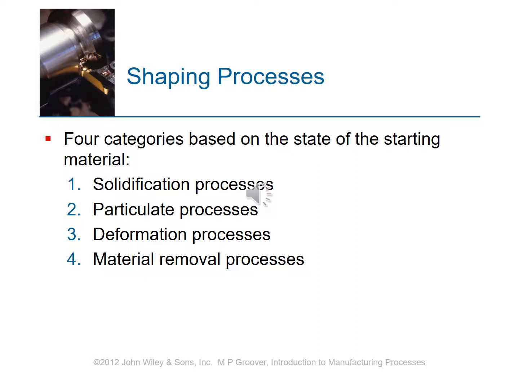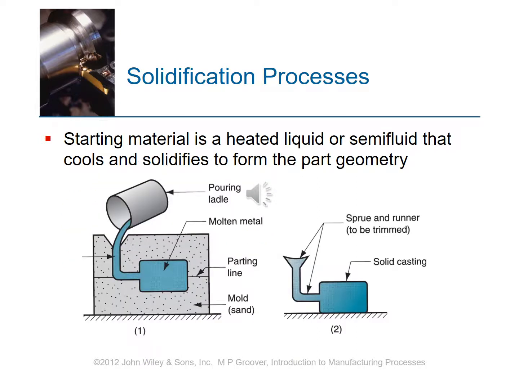And like I mentioned before, there are four categories: solidification, particulate, deformation, material removal. And we're going to get into that more through the book, so I'm not going to spend much time on this. But basically, here's an example of a solidification process. You melt some kind of material, usually it's metal, and you put it in some kind of casting, and you just basically pour it and let it turn solid, right? That's a solidification process.